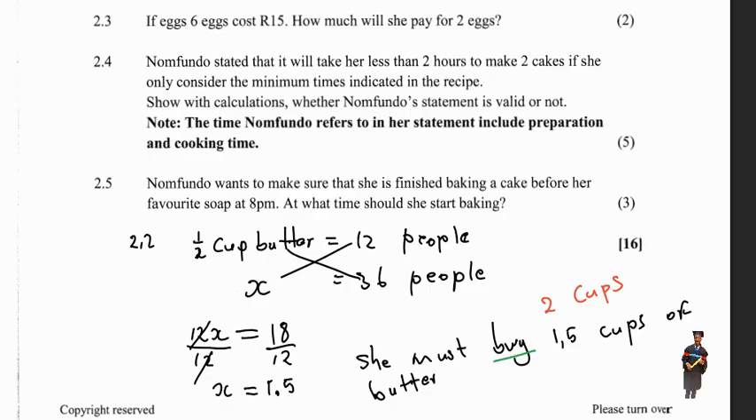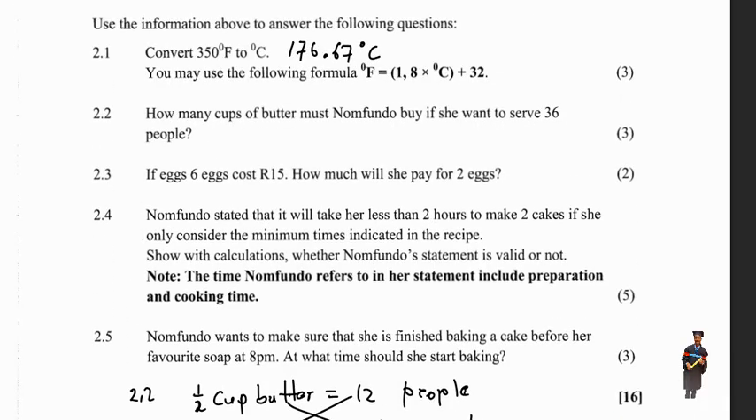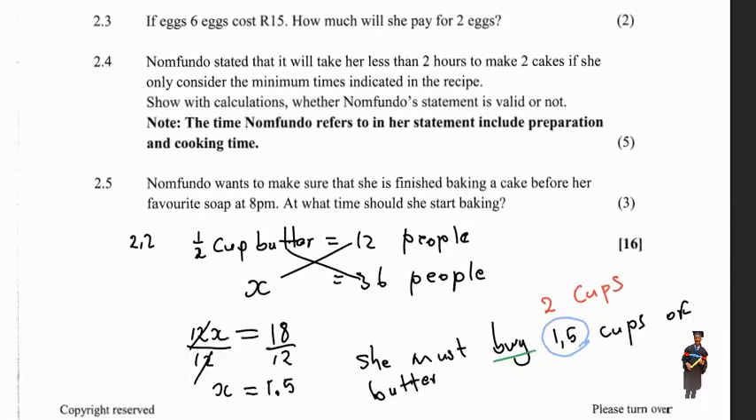And then out of these 2 cups, if she wants to make a cake that will serve 36 people, she is going to use the 1.5 cups of butter. But the fact that she can't buy 1.5, she has to buy 2, which will then give her 1.5 when she is baking. I hope you get me, ladies and gentlemen. All right. Now let's proceed to question 2.3.